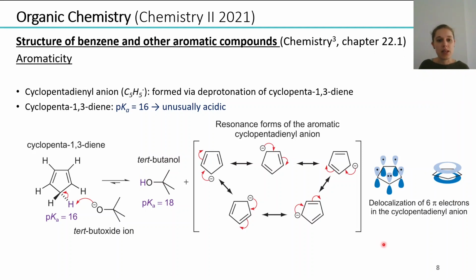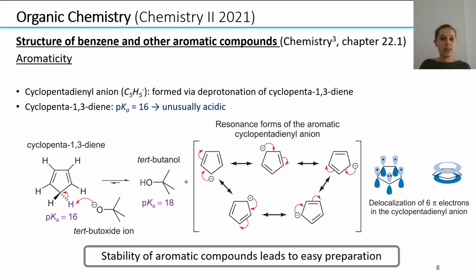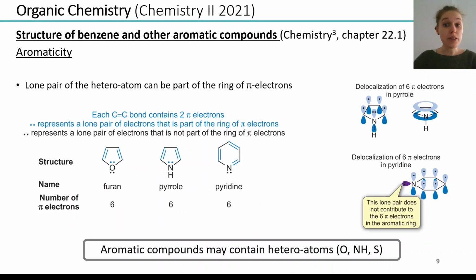And this example shows why we can expect that this deprotonation is quite easy. And this is because we end up with a very stable resonance structure of this aromatic compound. And in general, we can say that the high stability of aromatic compounds is connected to a very easy preparation of these compounds. And another possibility for aromatic compounds is that they can contain heteroatoms.